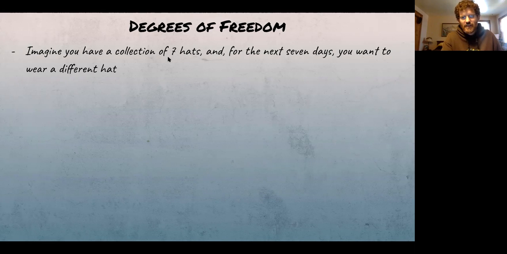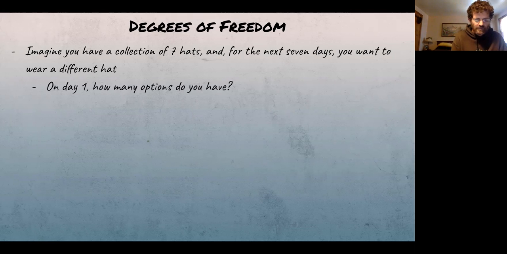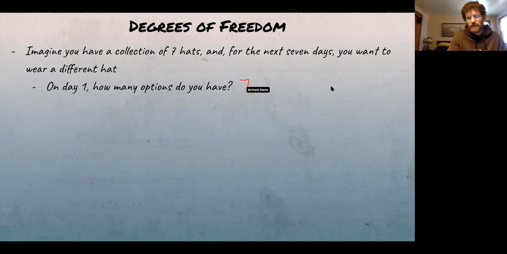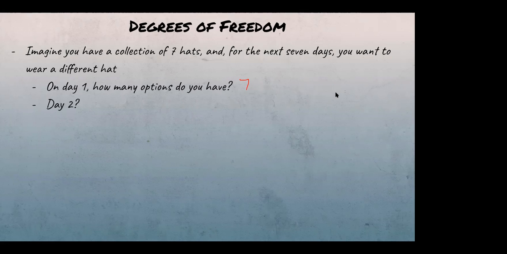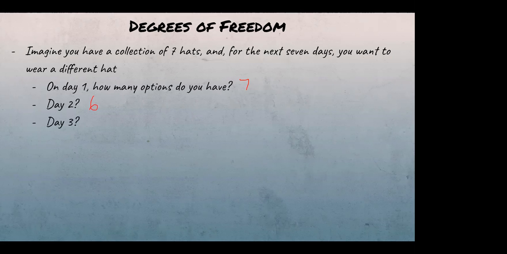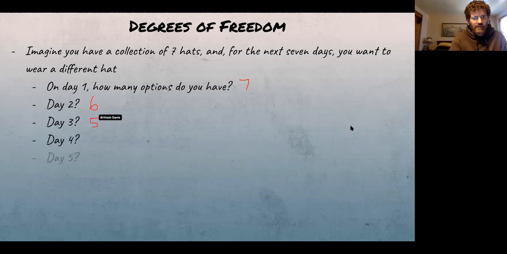Imagine you have a collection of 7 hats, and for the next 7 days, you want to wear a different hat. On day 1, how many options do you have? Seven. On day 2, how many options? 6. What about the 3rd day? 5. I'm not going to make you do this for every single day.